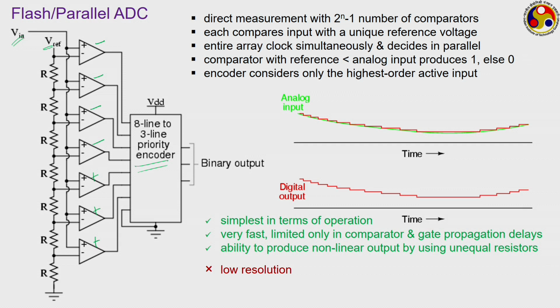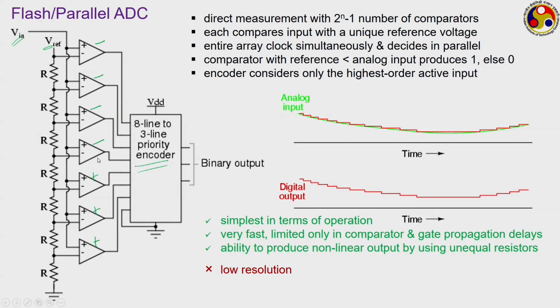Here all these 7 resistors are equal in magnitude, but if sometimes we want a non-equal reference or a non-linear conversion, then we can change the value of these resistors itself. Therefore, we can get non-linear output as well, which none of the other variations of ADCs can give. But its resolution is quite low, it is expensive and most component intensive.